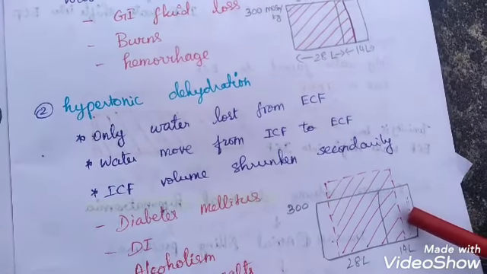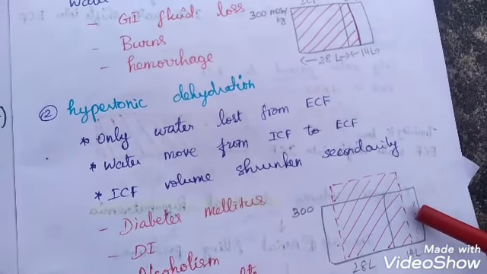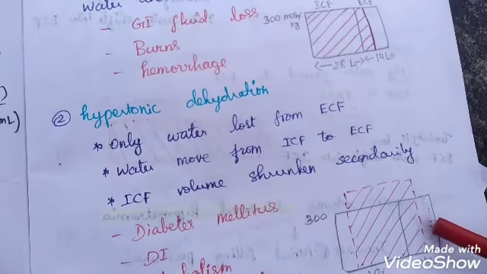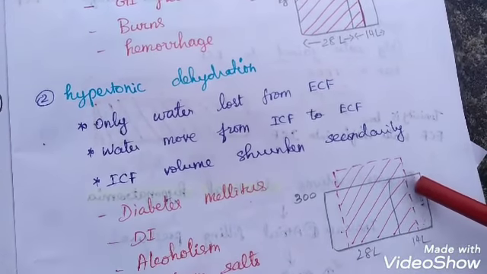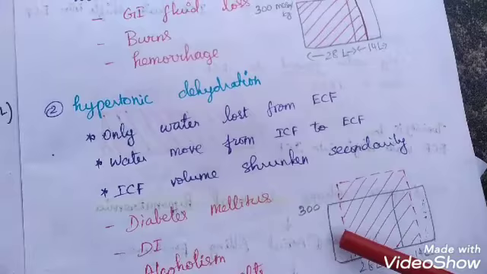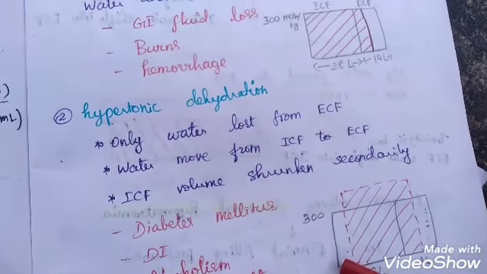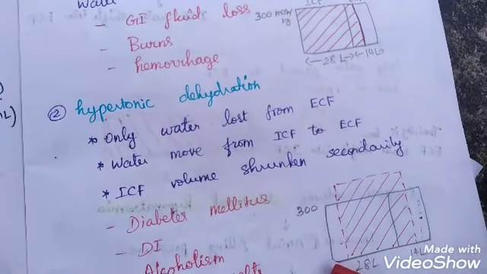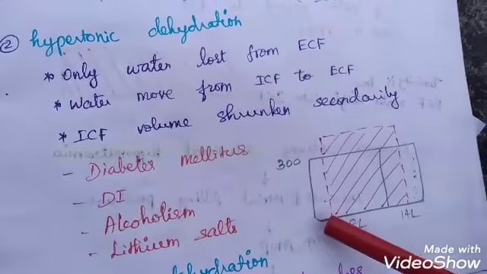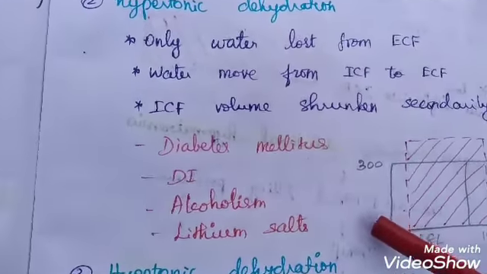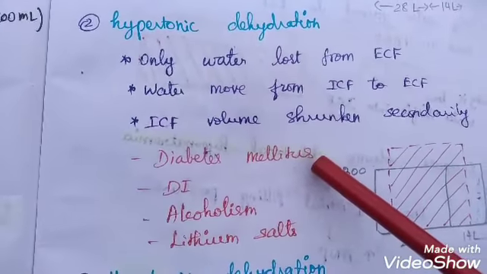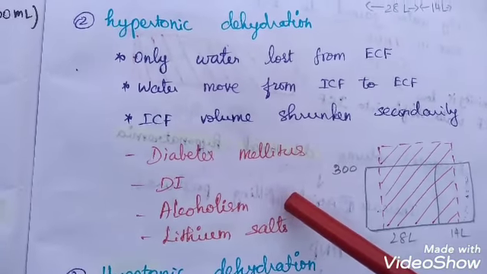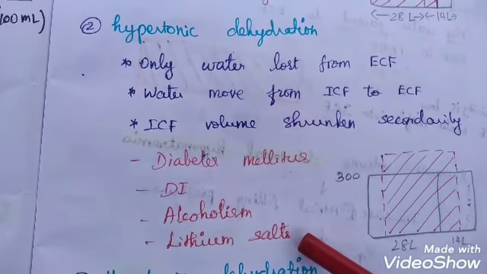So what will the sodium do? Sodium loves water, sodium pulls water. So here the sodium pulls water from the ICF, so the ICF volume shrinks secondarily. This type of case is seen in diabetes mellitus, diabetes insipidus, alcoholism and injection of lithium salts.